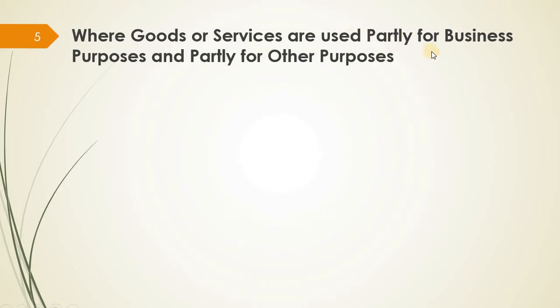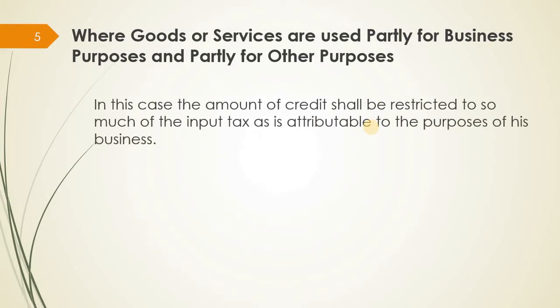Then where the goods or services are used partly for business purposes and partly for other purposes, there may be a possibility that you use 50% or 60% of the goods for business purpose and the other 40% for other purposes. In this case, only the amount of tax related to the goods used for business purpose will be available as input tax credit.